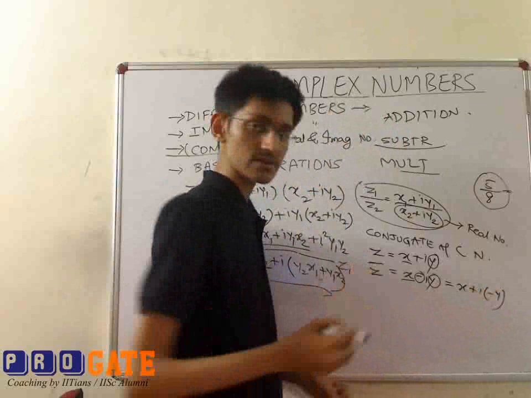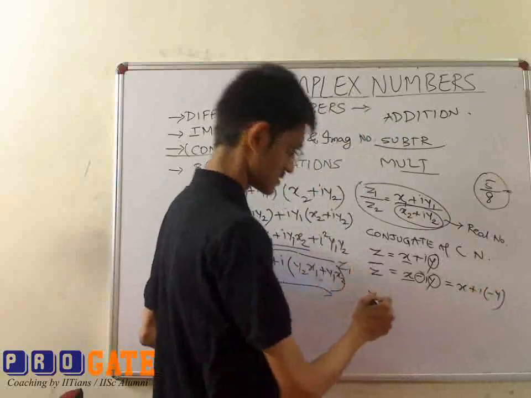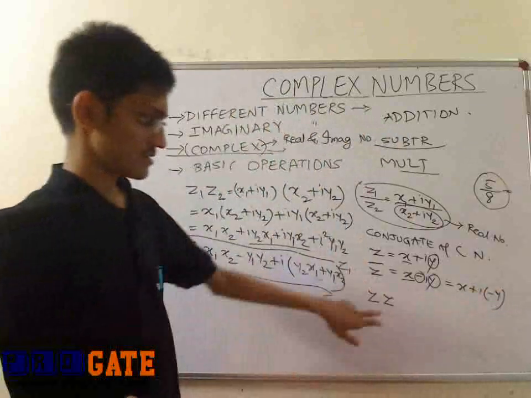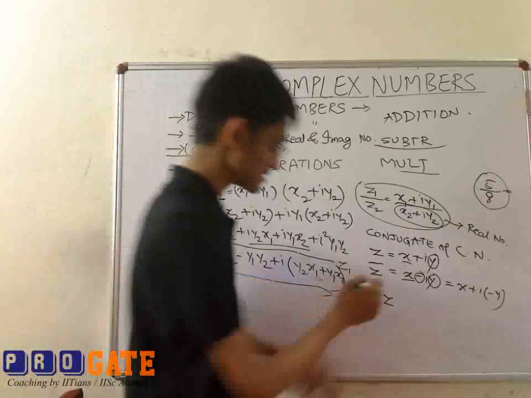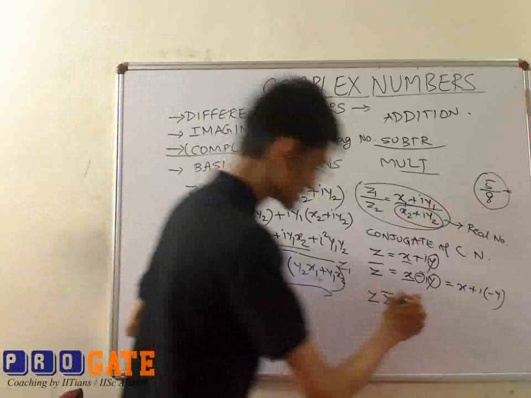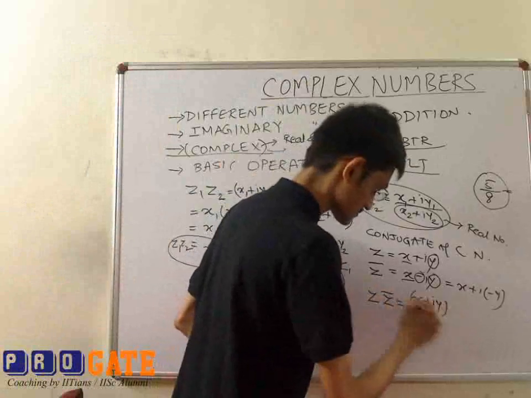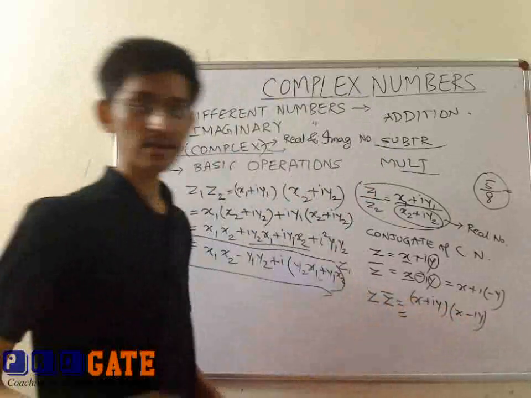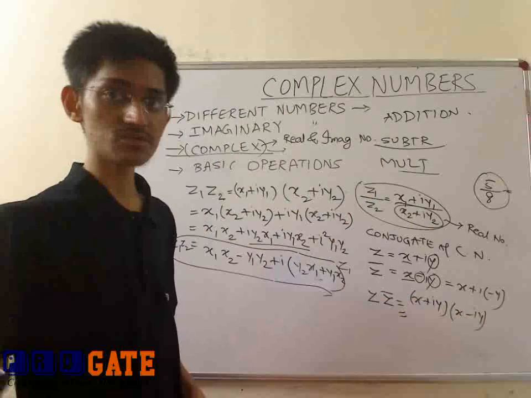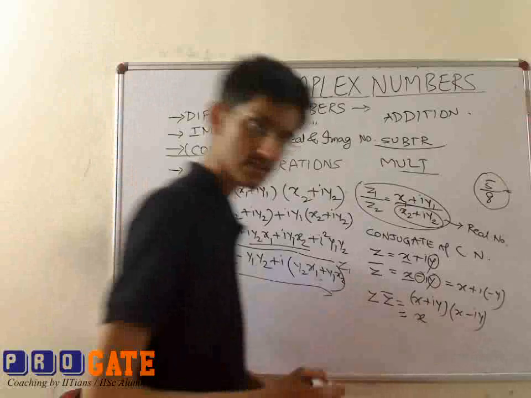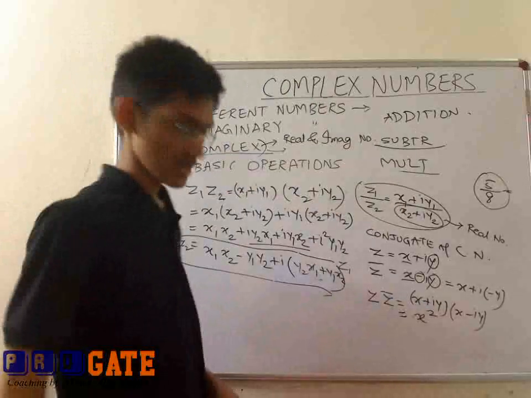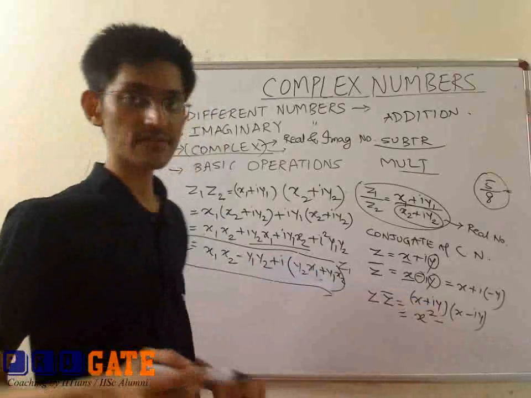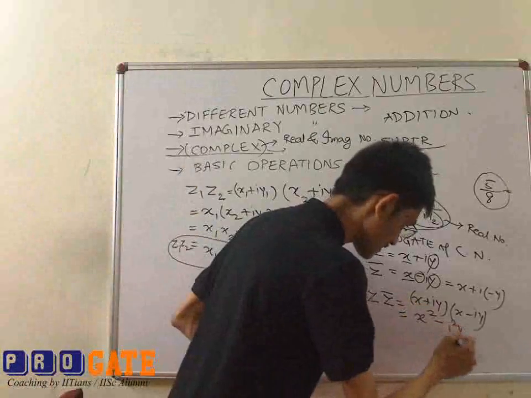Z bar is the symbol denoted for conjugate. So when you multiply the conjugates with each other, you can see, you have x plus iy and x minus iy. Applying the formula (a plus b)(a minus b) gives you a square minus b square. Similarly, instead of a you have x, so that would become x square. A square minus b square, so a minus sign would come, and instead of b what you have is iy, so it would be i square y square.